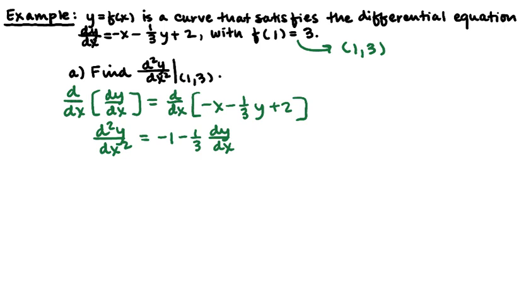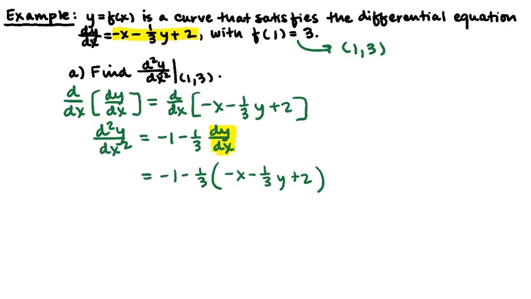Now, we could figure out what dy/dx was at 1, 3 and then substitute it there. But there are quite a few questions, you'll see it on the homework, it's on the quiz, probably on the test too. If you look at old free response items, they say find the second derivative of y with respect to x in terms of x and y only. So that means we have to get rid of this thing. Luckily we have a formula for that, so we're just going to plug in and use a set of parentheses and it'll be all right. So it's going to be negative 1 minus 1/3 of negative x minus 1/3 y plus 2.